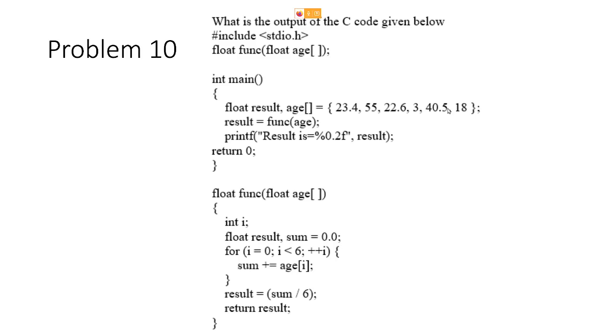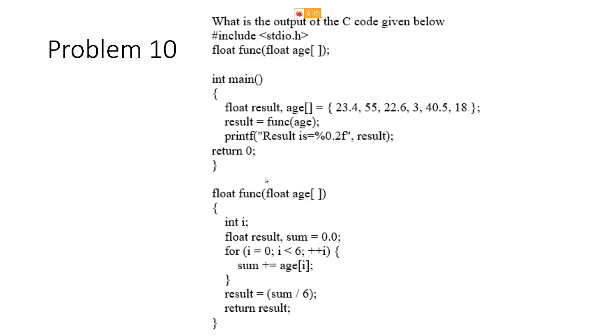Yeah, the answer is correct, Vansh, what you wrote in the chat box. So now your program here is calling func, giving it as an argument the array age, and the result is going to be stored in this result variable. Basically, the return value will be stored in this variable result, which we are going to print here.